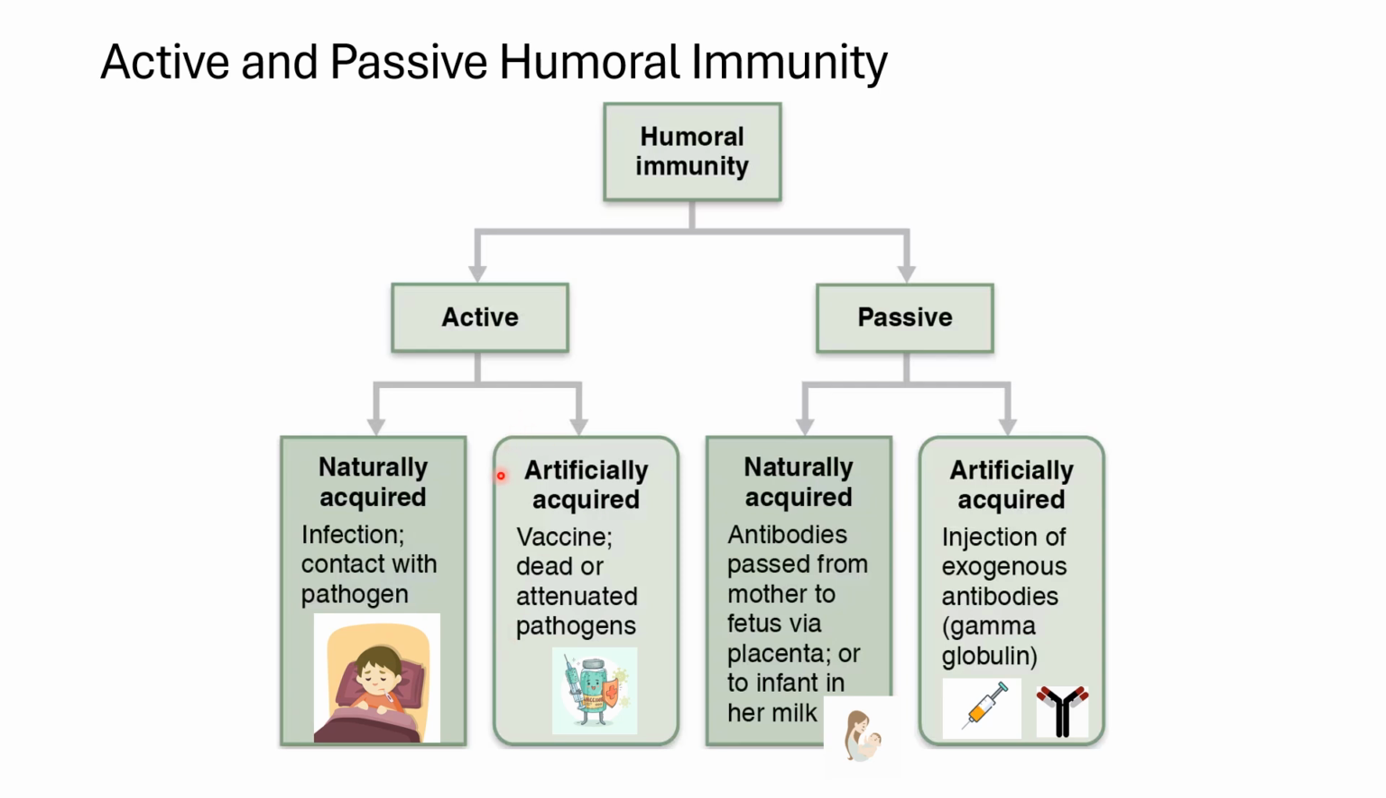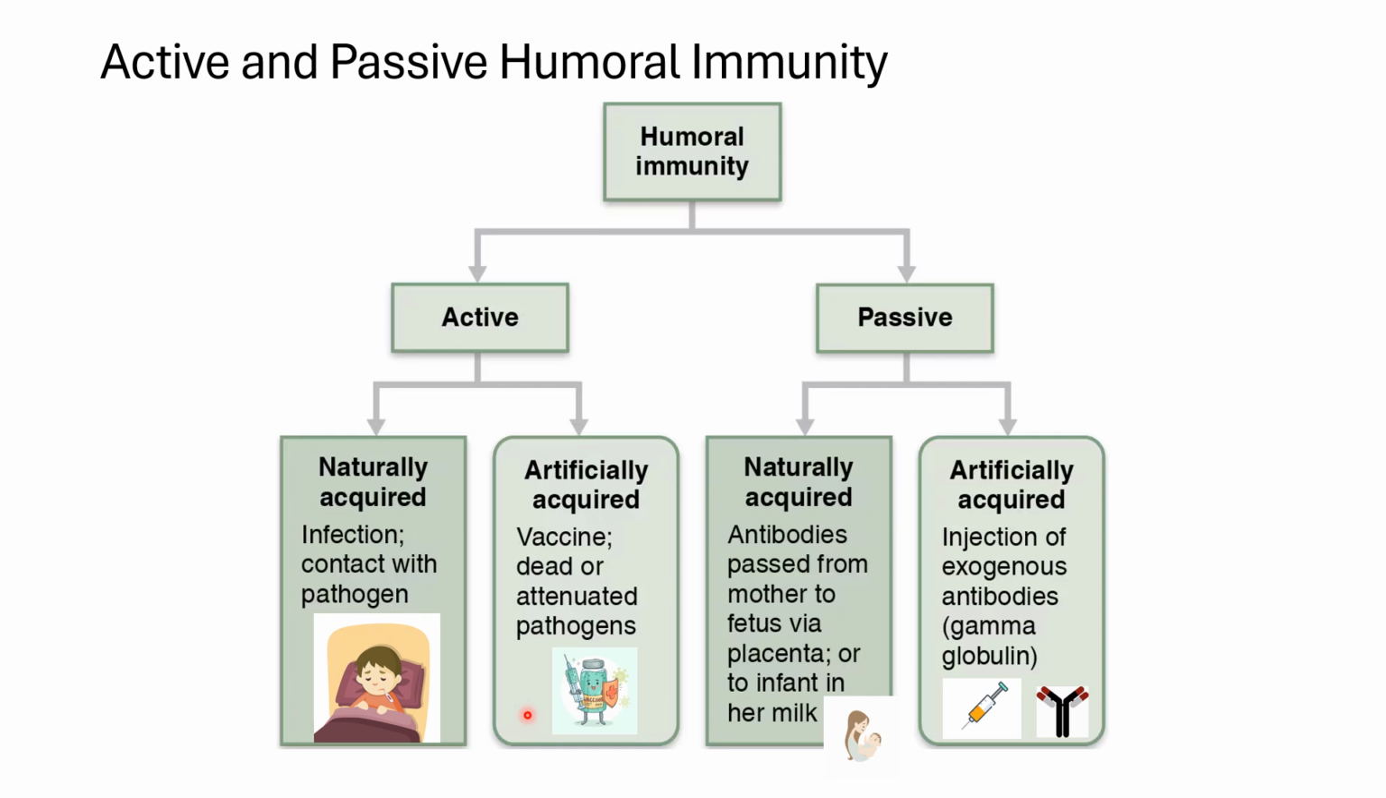So I was saying artificially acquired is through a vaccine. This is what the vaccine contains. When we get a vaccine, they give us some dead organisms, or some part of the organism, or some attenuated pathogens, and those cause our B cells to turn into plasma cells and make antibodies. But because they are dead or attenuated, the response is not very big. We do feel a little bad for 1 or 2 days, but we do not get sick.